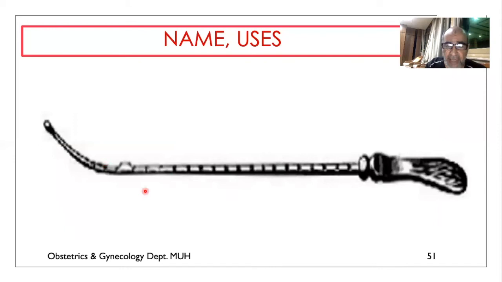This is the uterine sound, and the indications for the uterine sound have been mentioned before. This is a uterine elevator, of which this part is inserted transcervically into the uterine cavity, and the handle is outside the vagina for manipulation of the uterus during operations, especially laparoscopic operations.